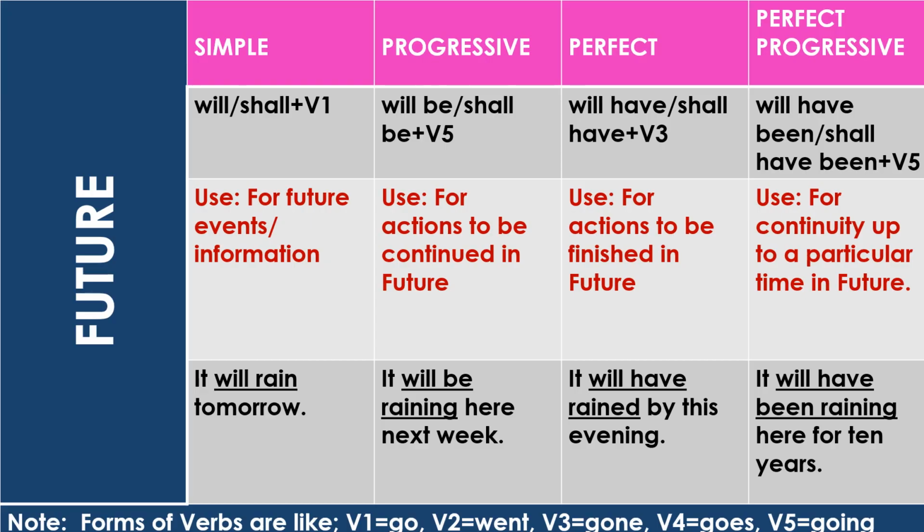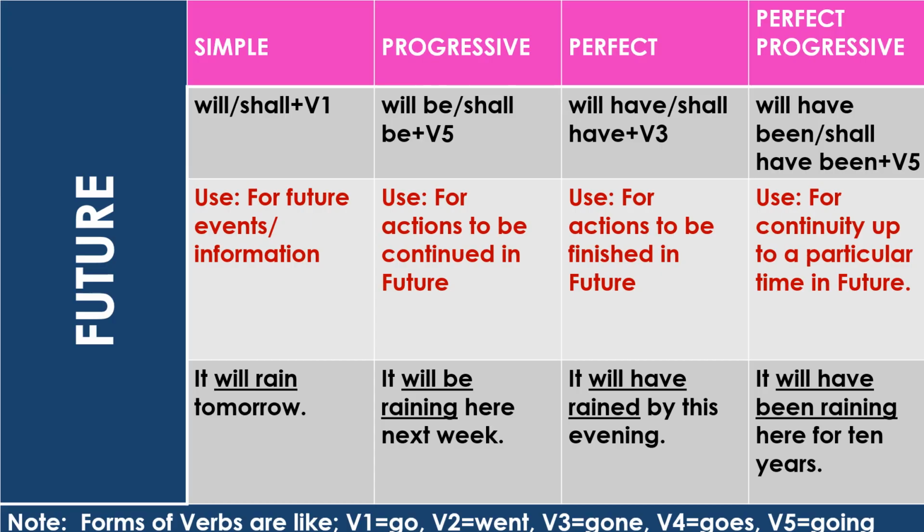Future perfect tense. Here we use the helping verb will have or shall have plus the third form of the verb, that is V3. This is used for actions to be finished in the future. For example, it will have rained by this evening.